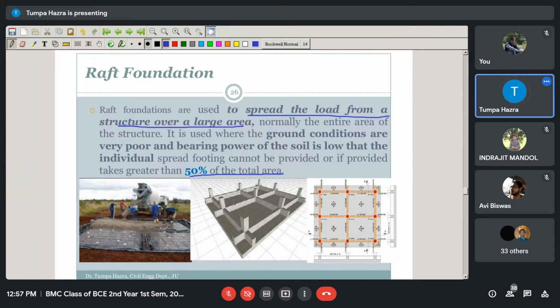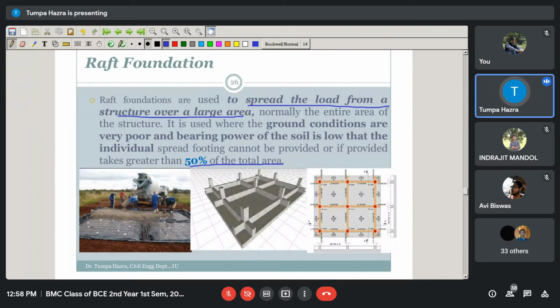Here you can see that all the footings are connected and supported by the beams, and then this is supported by a slab. Okay, it is supported by a slab. This type of foundation is also known as mat foundation, and therefore the load of the building will be distributed throughout this slab to the underneath soil. So this is basically the elevation of the raft foundation, and this is the plan of the raft foundation.